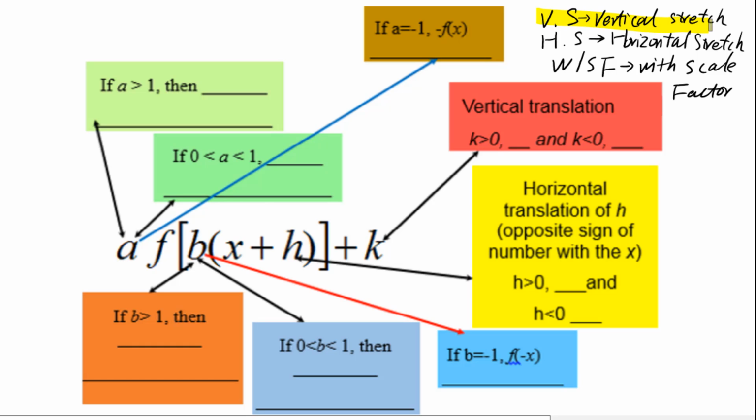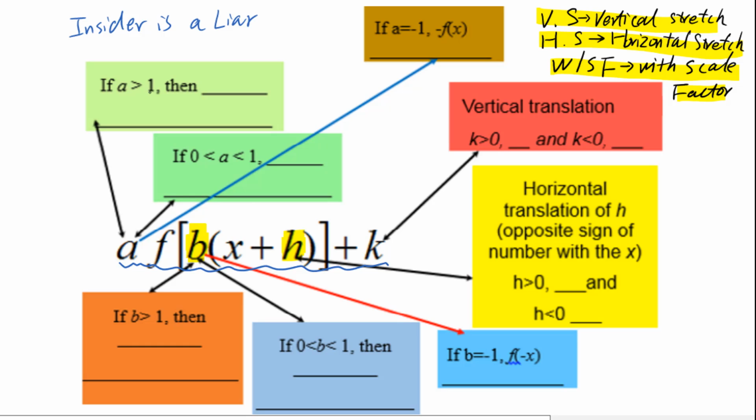Let's draw a conclusion. VS means a vertical stretch. HS means a horizontal stretch. WSF means with a scale factor. For a f of b(x plus h) plus k, we call this a transformation form. So when you do the transformation, make sure the function is in transformation form. Then remember, inside there is a liar. Any number with x, like this b and h, are liars.